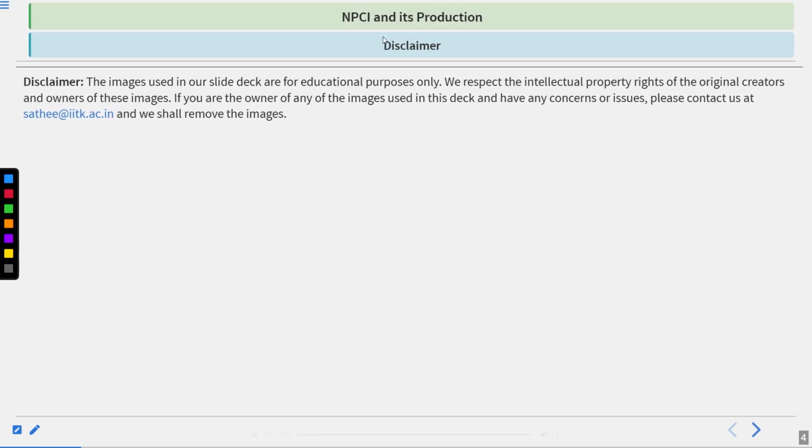But before starting this lecture, as usual, we have our small disclaimer that we are required to understand first. The disclaimer is that the images used in this slide deck are for educational purposes only. We respect the intellectual property rights of the original creators and owners of these images. If you are the owner of any of the images used in this deck and have any concerns or issues, please contact us at sathee@iitk.ac.in and we shall remove the images.